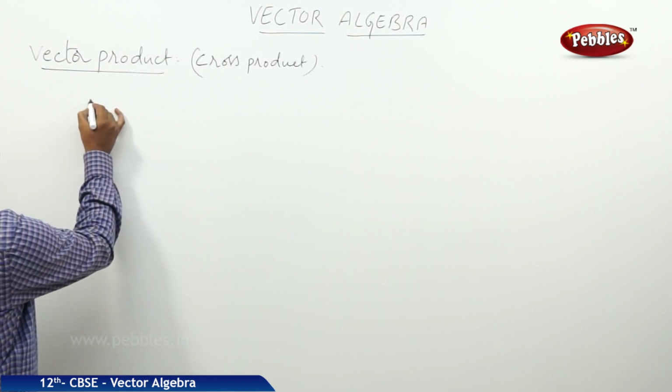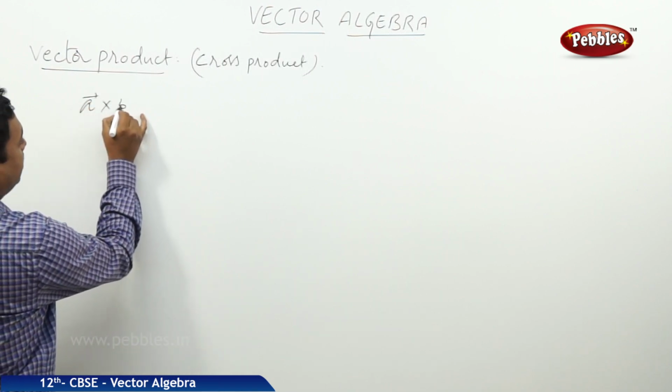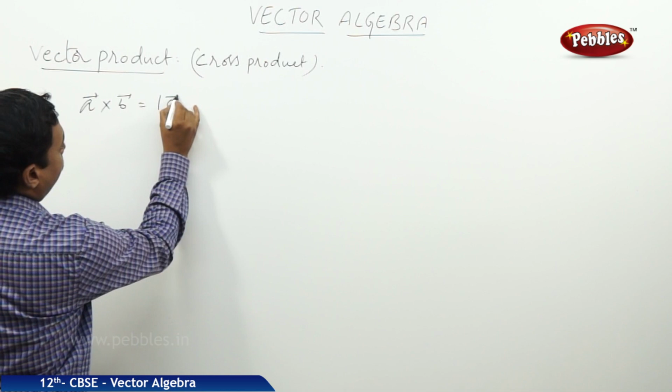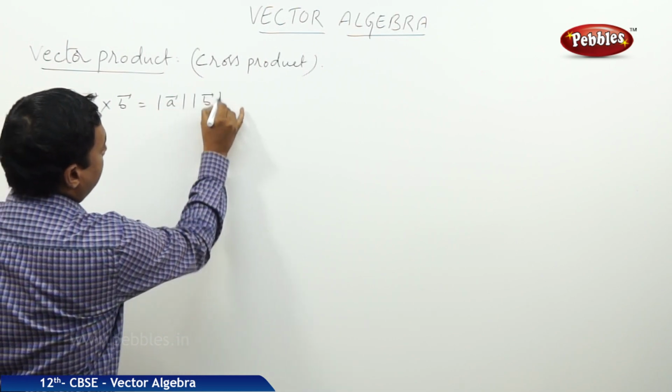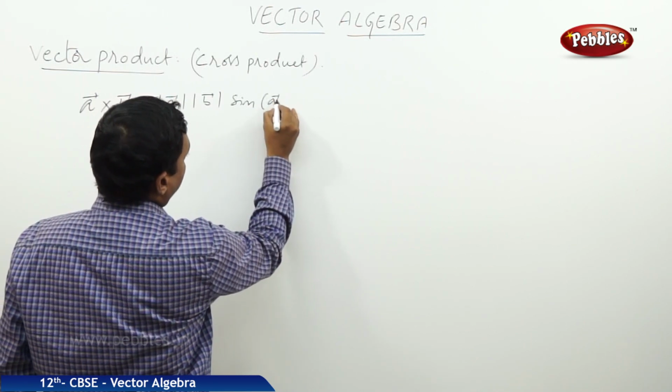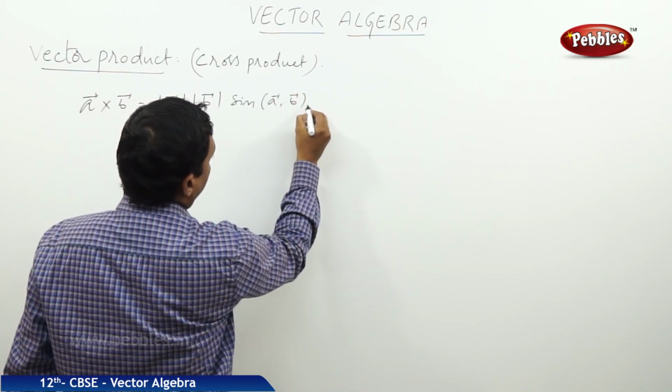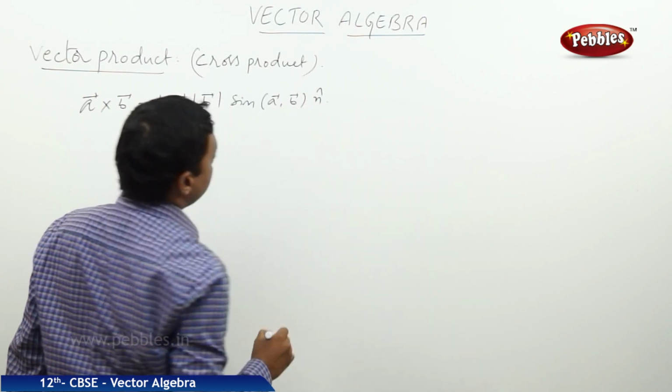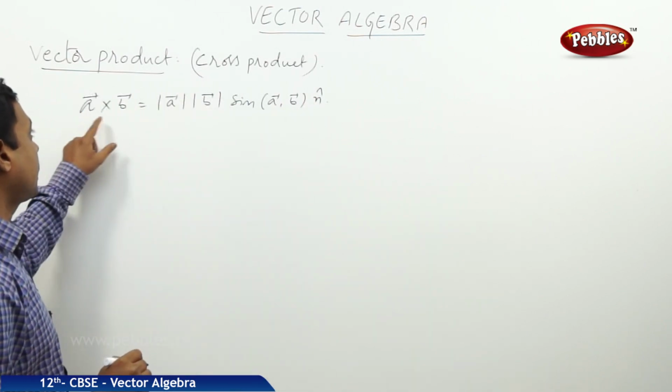We have A bar cross B bar is equal to modulus of A vector, modulus of B vector, into sin theta, where theta means the angle between A and B, into n cap, where n cap is the unit vector perpendicular to the plane containing A and B.